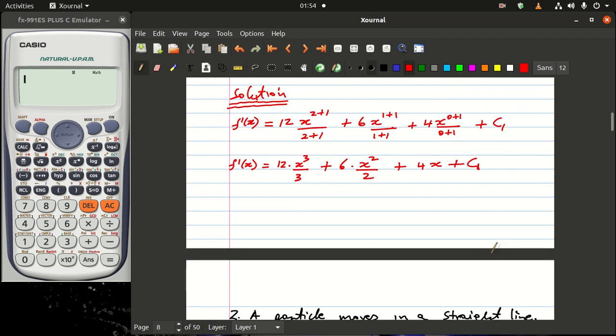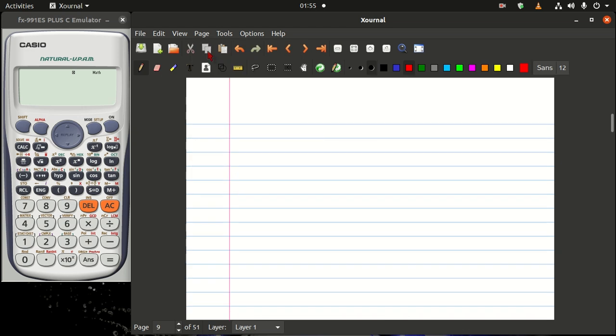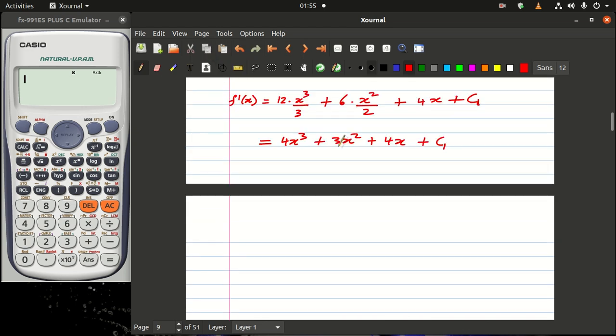And then the next thing that we need to do is just simplify. 12 divided by 3 is 4x cubed, plus 6 divided by 2 is 3x squared, plus 4x plus some constant c1. Let me add a page after, so that I can continue on it.